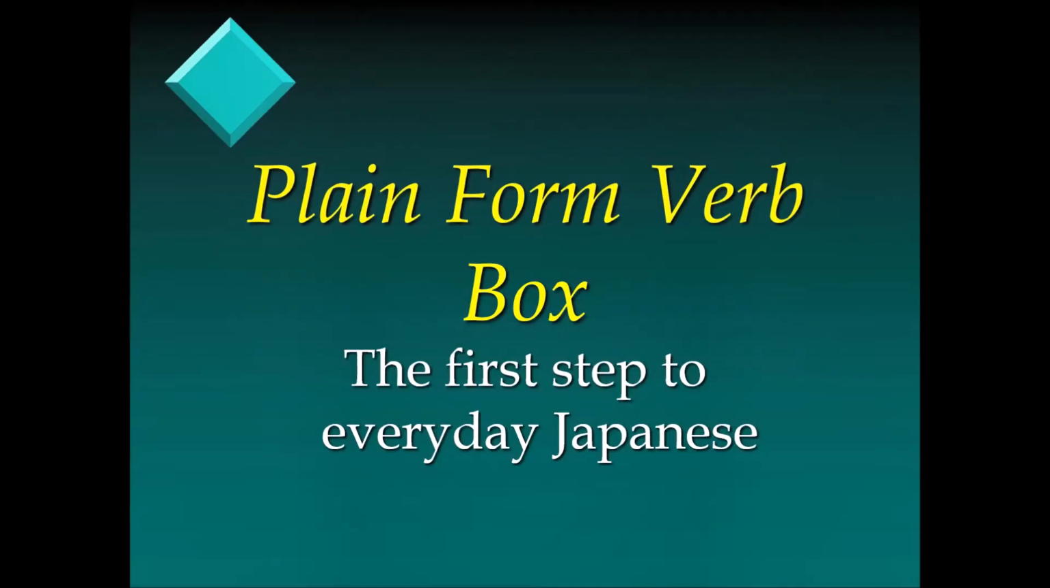Up until now, we've talked about the masu form of verbs. We have a box for that, and we can do present tense and past tense and negative and past negative. But casual Japanese, everyday Japanese, is often done in what we call plain form, and there's a box for that as well.